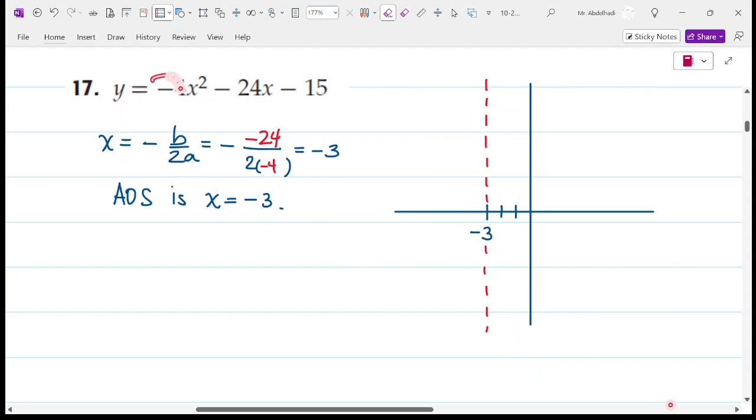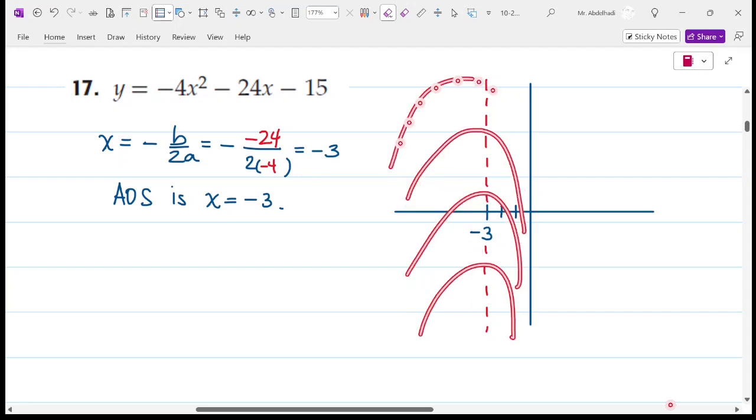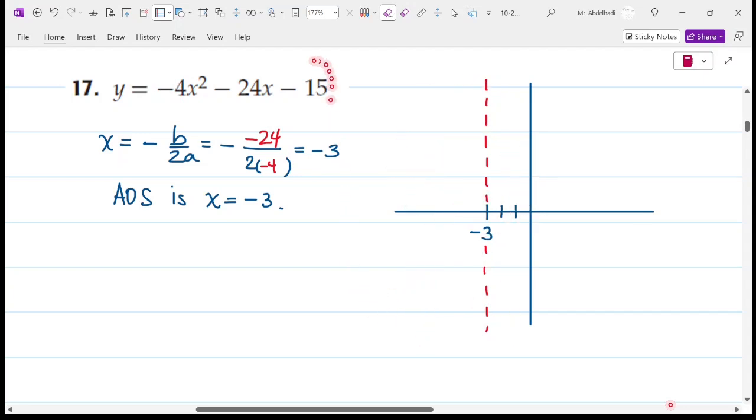And by the way, what's the a here? Negative 4. So this is actually going to be upside down. Okay, what do we know, by the way, from standard form? The y-intercept is obvious. It's negative 15. It's way down here somewhere. So my graph is not even going to fit on this graph. It's totally out of scale, but it's okay.